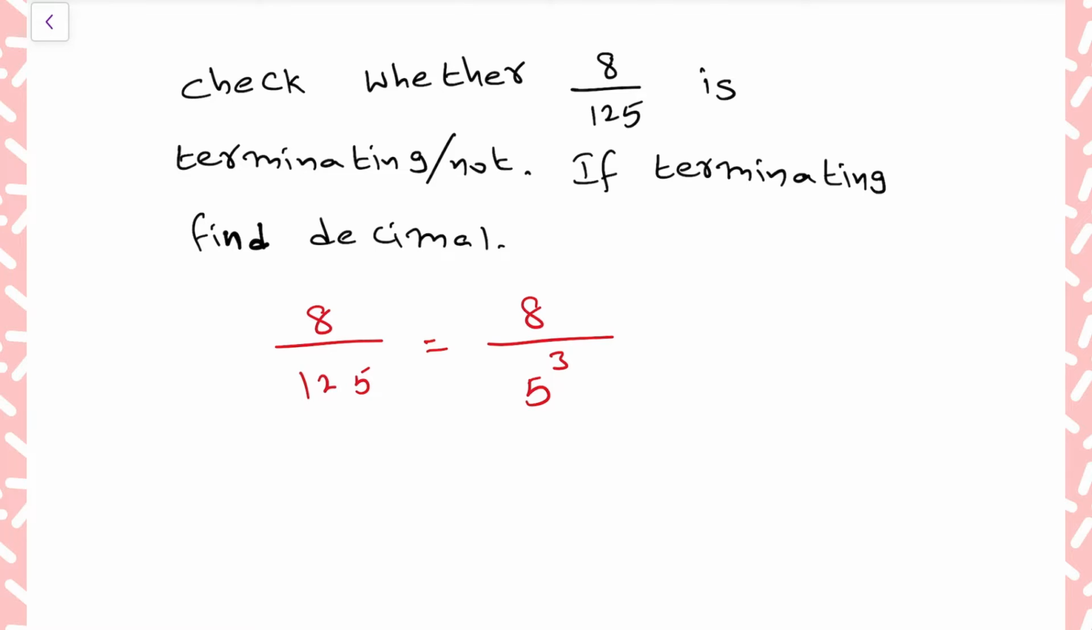Here the denominator is 5 power 3, so the base is 5. So the denominator is in the form of 2 power n into 5 power m. Then it has a terminating decimal. Then if it is a terminating decimal, we need to find the decimal of this, right?